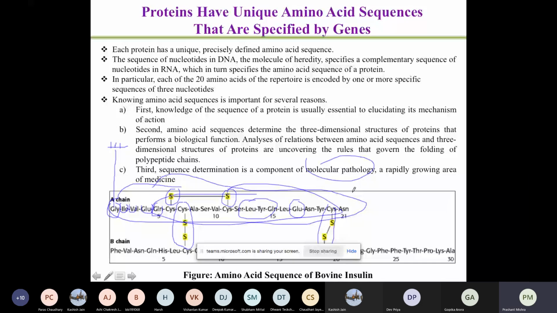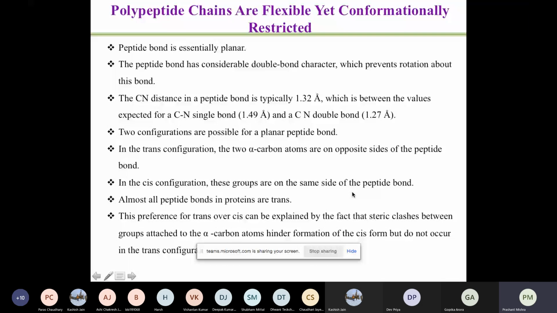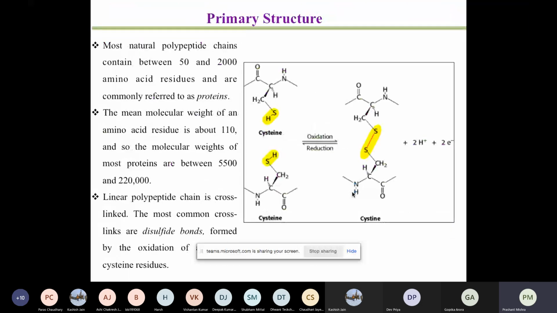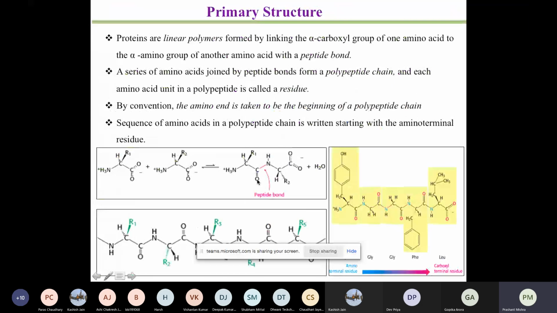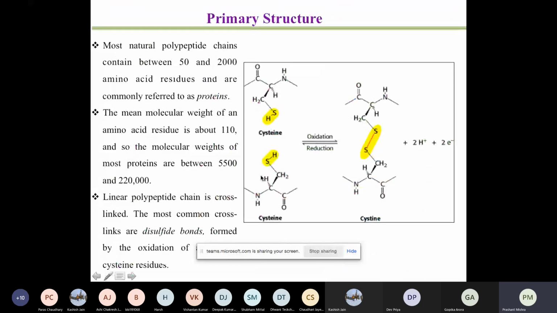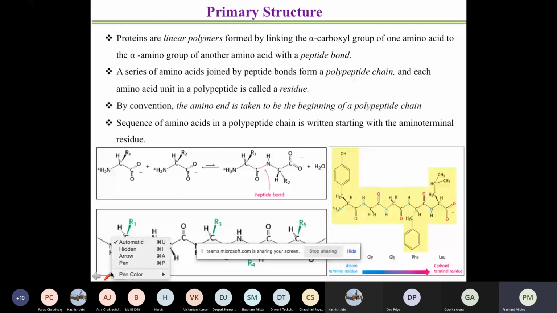Now let us move on to how these polypeptide chains are formed and what their flexibility is, why they should move. The answer here is that peptide bonds are essentially planar, and the peptide bond has considerable double bond character. Why should we say that peptide bonds have double bond character? In the previous slide, what we have shown is that these are the peptide bonds. So this is the peptide bond. I will be discussing this further, but this is the peptide bond we are referring to.